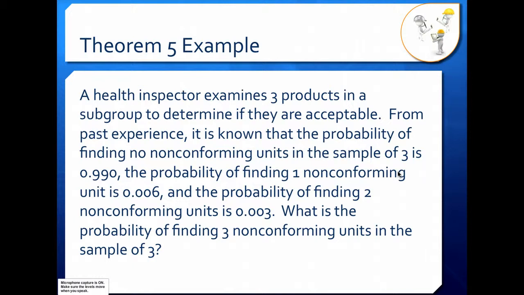Let's take a look at an example of Theorem 5. In this example, all of our events are mutually exclusive, so we don't have to worry about any overlap. We have three products that we're inspecting to determine if they're acceptable. We have probability data from previous trials, so we know that the probability of no nonconforming units in our sample of 3 is 0.99, or 99%. The probability of finding one nonconforming unit is 0.006, and the probability of finding two nonconforming units is 0.003. So we want to know the probability of finding 3 nonconforming units in our sample of 3.